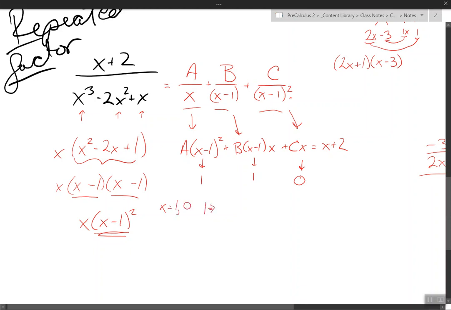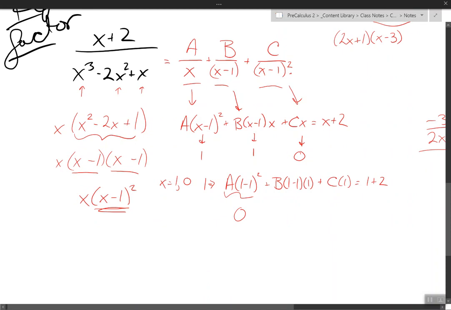So if we plug in 1, we get A times 1 minus 1 squared, plus B times 1 minus 1 times 1, plus C times 1, equals 1 plus 2. So we're going to get a few zeros here. A is going to have a 0. 1 minus 1 is 0. B is also going to have a 0. 1 minus 1 is 0. C times 1 is C. 1 plus 2 is 3. No division required. There is our first solution. C is equal to 3.